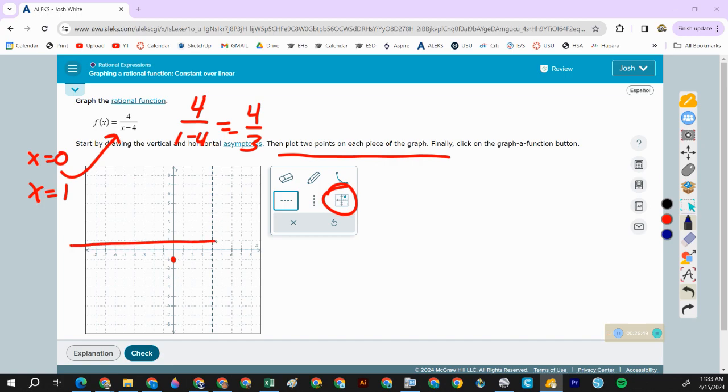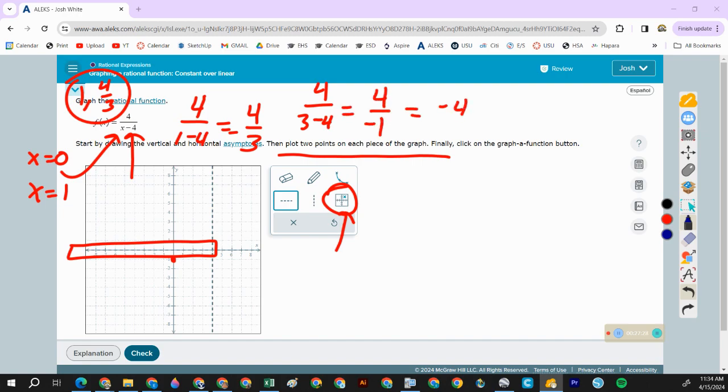Can you pick an x value over here that's going to create a nice number? What would a good value be? 4 we can't do. So 3 would work. So let's plug in 3. You could graph 1 comma 4 over 3 if you want. That will totally work. But then you'd have to use this button. So if we plug in 3, 4 over 3 minus 4 is 4 over negative 1, which is just negative 4. So 3, negative 4, like that.